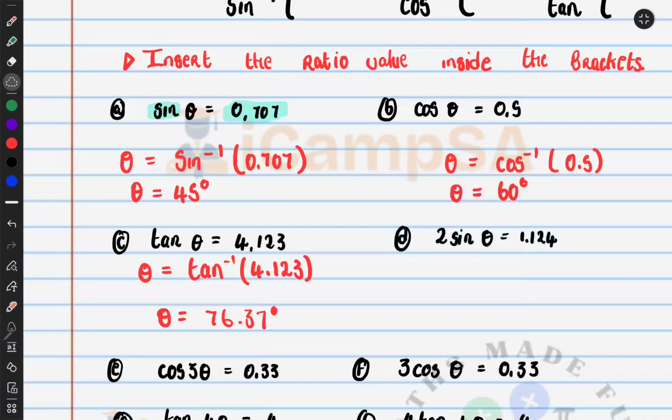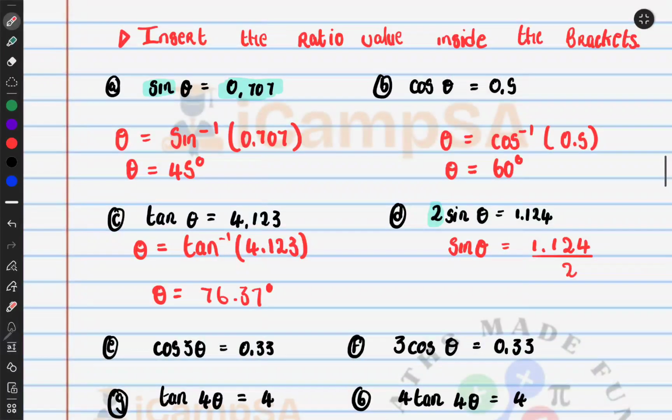And then next we have 2 sine theta is equal to 1.124. So here you don't start by just taking sine to the other side, but we have to start by getting rid of that 2 there. How do we do that? We divide by 2 on both sides. Therefore sine theta is going to be 1.124 divided by 2.